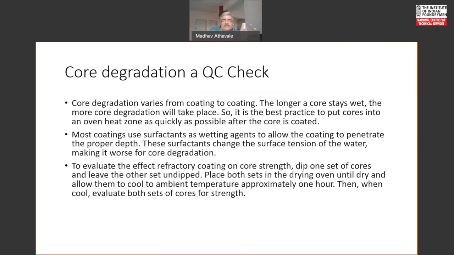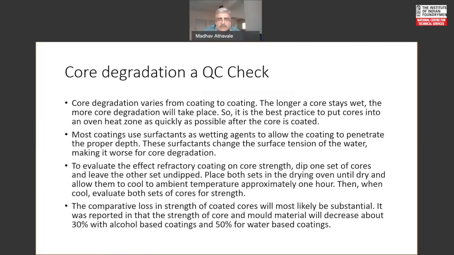And third bullet talks about setting up specification for how much degradation of the core strength you would allow. So you can have a quality specification set for the coating supplier, saying that when I apply your coating onto say a dog bone core, then after drying the strength should not drop beyond so and so limit. That is very common. Loss in strength is what is specified.